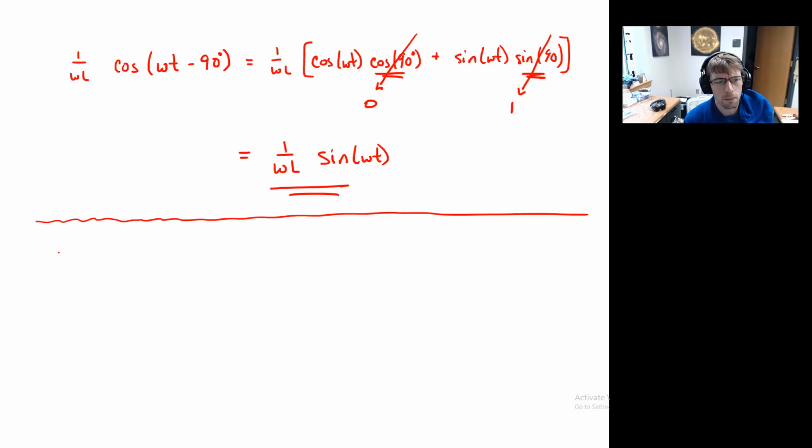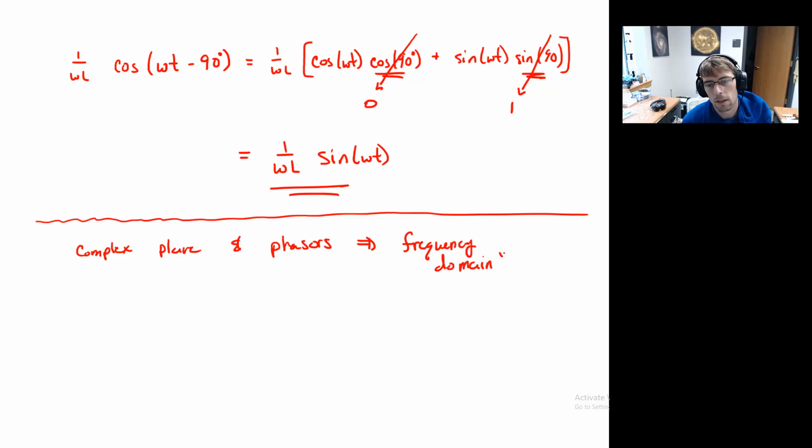Okay. The other thing that I'll mention, and this is more just a terminology bit, is I keep mentioning the complex plane and phasors. Sometimes you might see this whole idea encompassed in a larger terminology. What this is called really is the frequency domain.